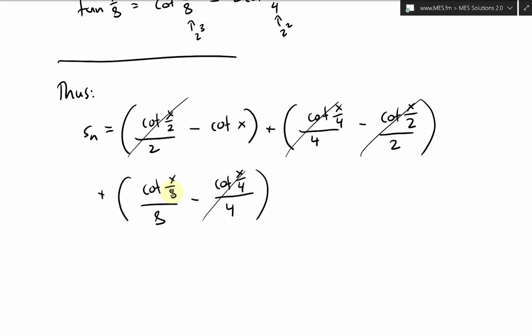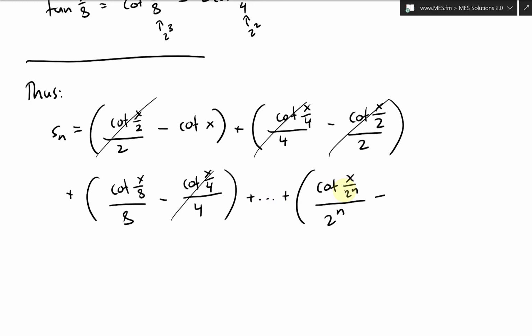The next one will have a minus cotangent x over 8 divided by 8, and those will cancel, and so on. Plus, and it keeps going, dot, dot, dot, plus, all the way to the end. And you can see the pattern. The next one's going to be cotangent x over 2n, divided by 2 to the n, because this one's 2 to the 1, 2 to the 0. This is 2 to the 2, 2 to the 1. This is 2 to the 3, 2 to the 2. And then minus, and the powers are the same there, cotangent of x over 2 to the n minus 1, over 2 to the n minus 1.